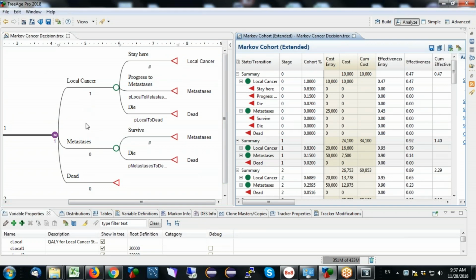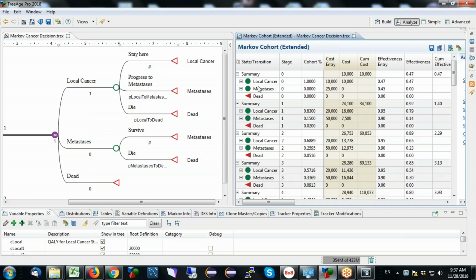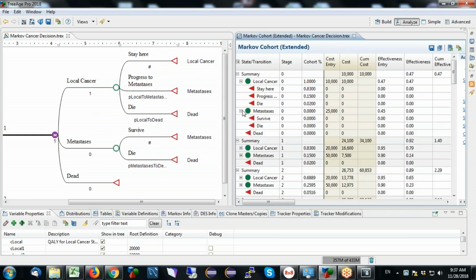So here are my 3 states: local cancer, metastases, and dead. Here are my transition events: stay here, progress, die. Survive, die, survive, die. So the reporting is a perfect representation of what you designed in the model.